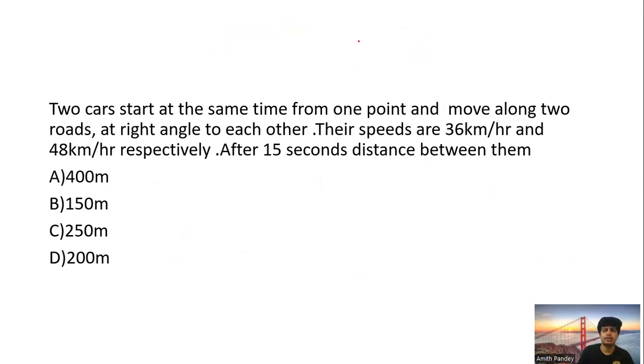But why? Because here in this question, let me draw two cars. They start at the same time from one point and move along two roads at right angle. So this is a CAT level question, though I will provide you the hint. If you want, you can solve. So two cars A and B started from the same point O, let's say, and the speeds were 36 and 48. After 15 seconds, what will be the distance between them? This is what they are asking.